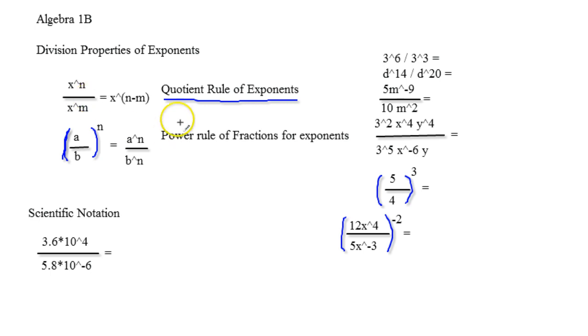Okay, so the division rule, or the quotient rule, is whenever you're dividing two numbers that have the same base, you can subtract their exponents pretty easily.